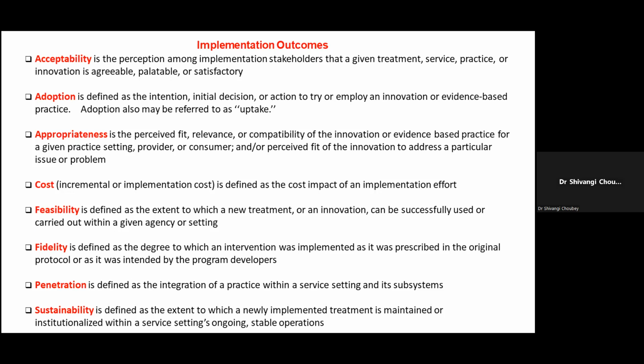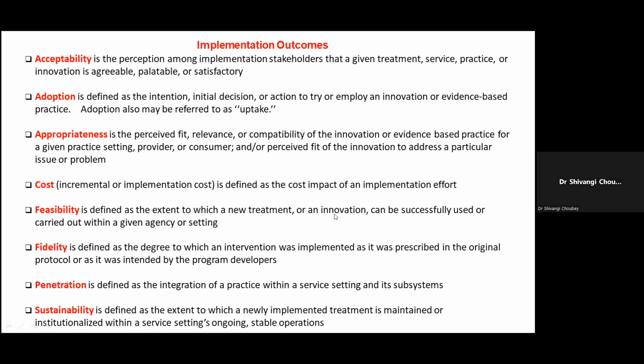Then next comes appropriateness. Appropriateness is the perceived fit, relevance or compatibility of the evidence-based practice for a given practice or setting. Then comes cost. Cost is the cost impact of an implementation effort. For example, if you are providing a program or effective package to a government, you should know the implementation cost of that strategy, whether it is cost effective or not. Then feasibility. Feasibility is whether the intervention is feasible to implement with the given resources and constraints within the facility.